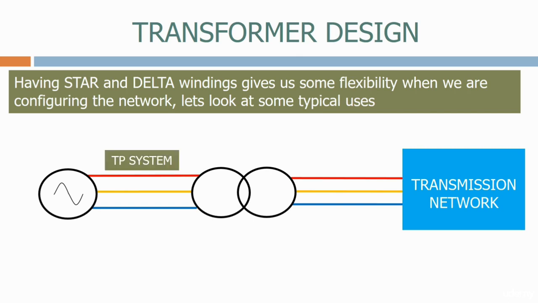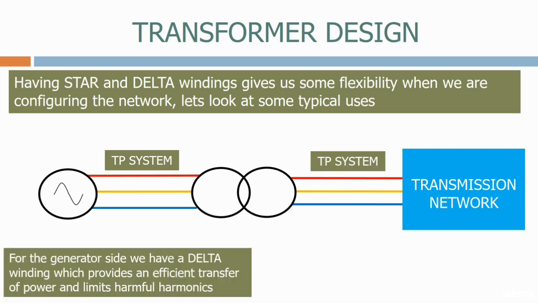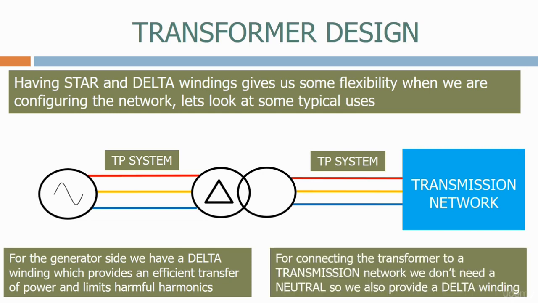From the generator to the transformer, we have a TP or three-phase system with just a red, yellow and blue. From the transformer to the transmission network, we also have a TP system. For the generator side, we have a delta winding, which provides an efficient transfer of power and limits harmful harmonics. For connecting the transformer to a transmission network, we don't need a neutral, so we also provide a delta winding. The transformer is therefore a DD0 transformer.